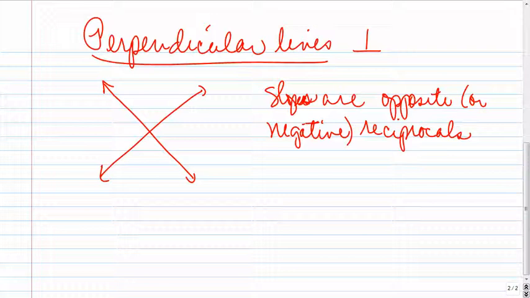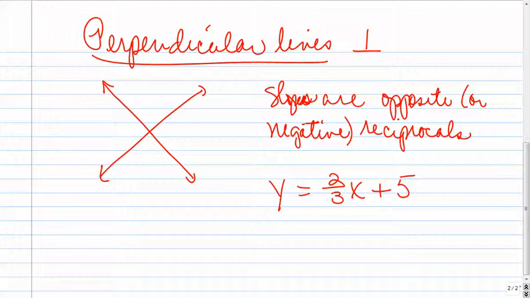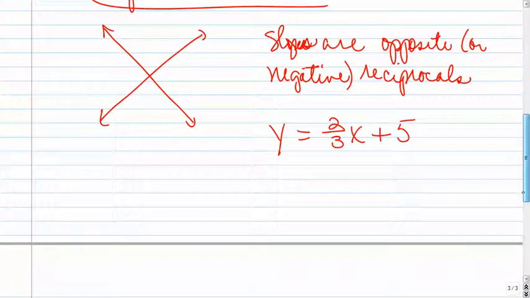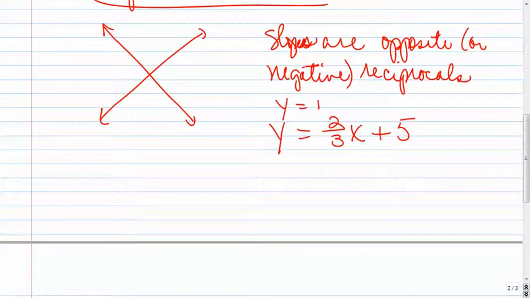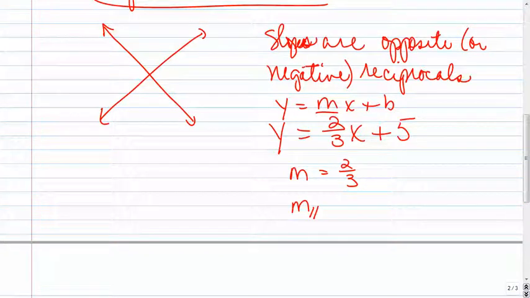So let's say that we have an equation of a line, and it is y equals 2/3 x plus 5. So this particular equation is in slope-intercept form, if you recall from the previous lesson. It's in the form of y equals mx plus b. Remember, m is the slope. So the slope of this line is 2/3. If I find a parallel line to it, remember the slopes of parallel lines are equal. So the slope of a line parallel to it would also be 2/3.